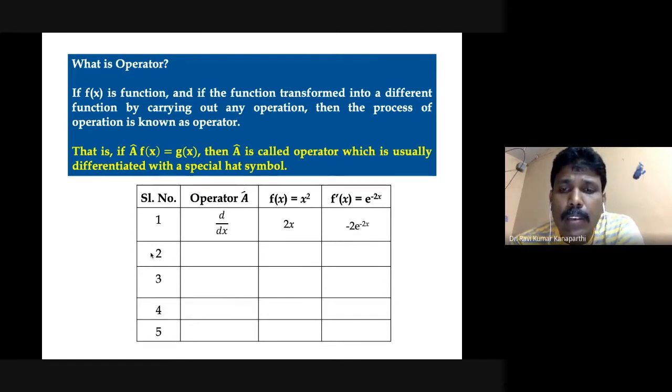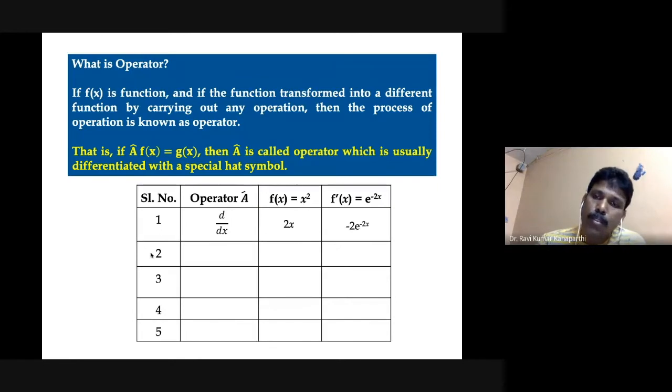Now when you take the first derivative of the second function, e to the power minus 2x, it becomes minus 2 multiplied by e to the power minus 2x, right? So d by dx is one operator, because when it acts on these types of functions, they are transformed to new functions.